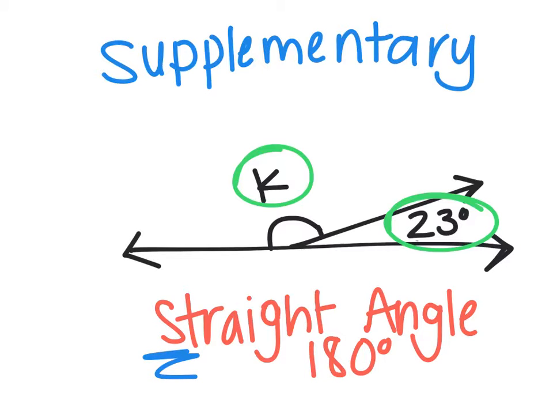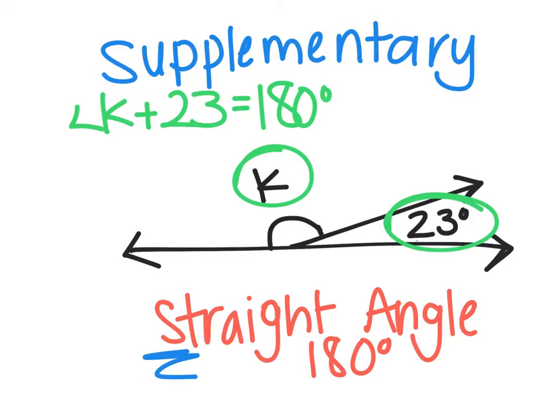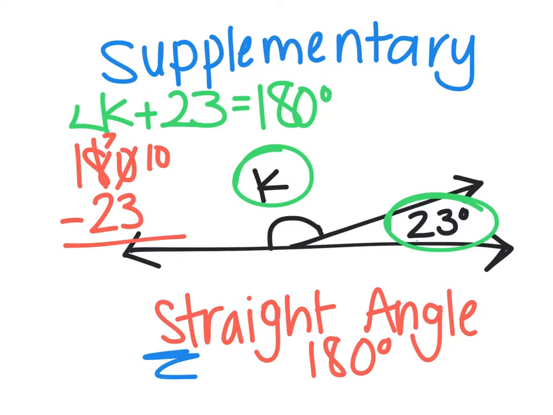Okay, so we know though that angle K plus 23 is going to equal 180 degrees. So we're going to do the opposite of addition here, and we're going to use subtraction to try and find the difference. So we'll take 180 minus 23. We'll see what we get. 0 minus 3, I can't do that, so I'm going to borrow. 10 minus 3 is 7. 8 minus 2 is 6. And 1 minus 0 is 1. I got a big number, 167.